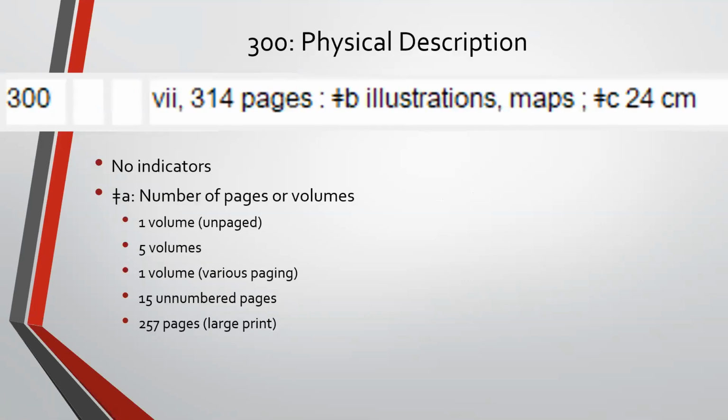Physical description has no indicators, and in your subfield A, you're going to note the number of pages or volumes in a material. The example I have up has numbers up to Roman numeral 7, and then has up to page number 314. And we've got some additional kinds of descriptions that you might include down here. So if you have a children's book that doesn't have any page numbers: 1 volume unpaged, 5 volumes, 1 volume various paging. This one here is more useful for small things like children's books with a number of unnumbered pages that are relatively reasonable to count. And for large print books, you'll want to make sure to have large print in parentheses.